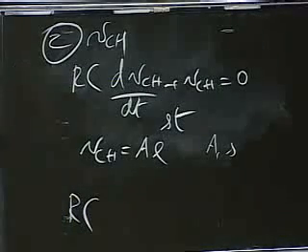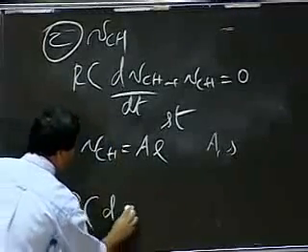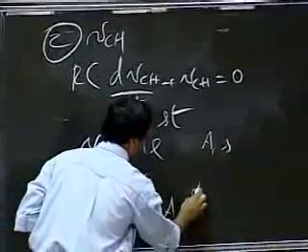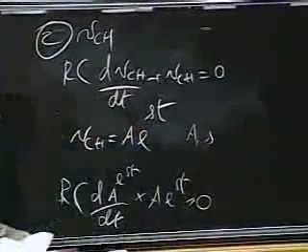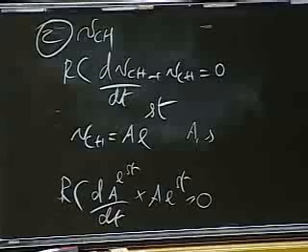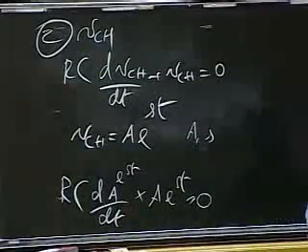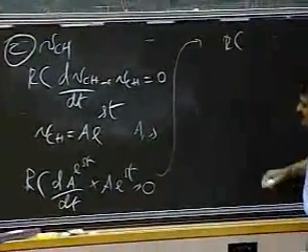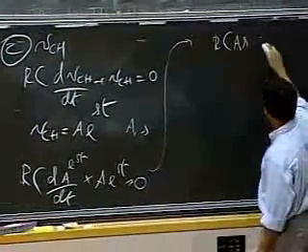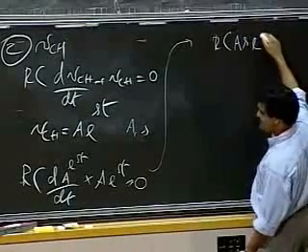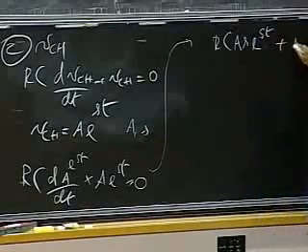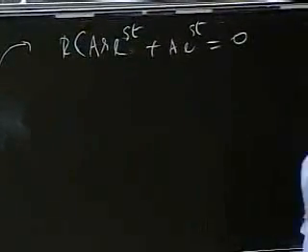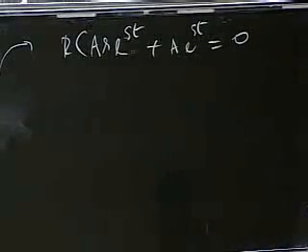So let's go ahead and do that. I substitute this back up, so I get RC d of A e to the st by dt plus A e to the st equals 0. Let me plug that in and see what comes. So I get RC A S e to the st plus A e to the st equals 0. I'm going to discard the trivial solution of A being 0.